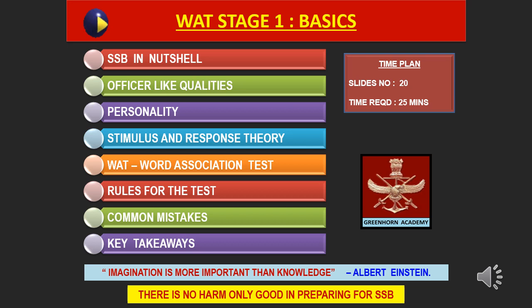The topics covered under this video would be SSB in a nutshell, officer-like qualities, what is personality, and what is stimulus and response theory. What are the basics of the word association test? What are the rules for the conduct of the test? What are the common mistakes the candidates make, and the key takeaways?